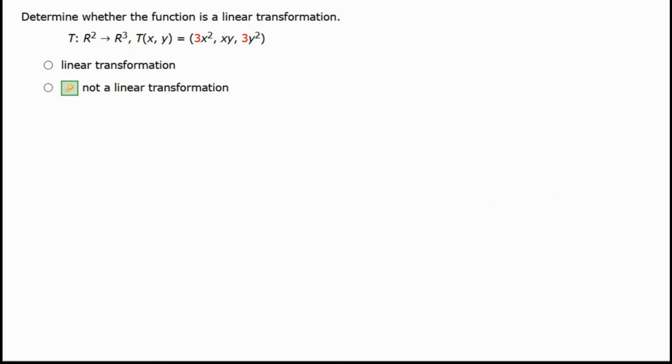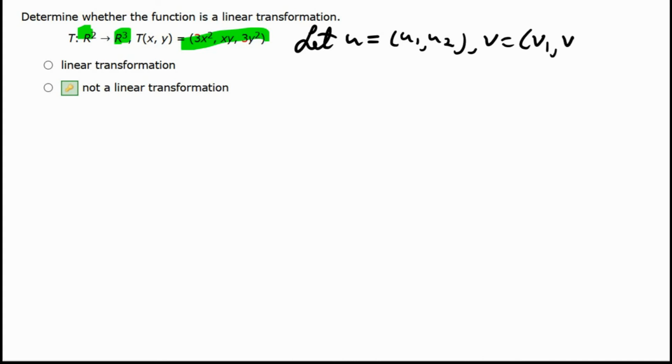Now, let me look at this one, because students will say, if I just worked that first one and didn't work this one, I can't do this one because it's so much different than that other one. This one right here is R2 to R3 and I've got these three terms over here and what to do. It works the same exact way. You do one, you do them all. Oh yeah, cool stuff. So here, we must pick vectors in R2. So I picked the same format. Let u equal u sub 1, u sub 2, and v is v sub 1 and v sub 2.